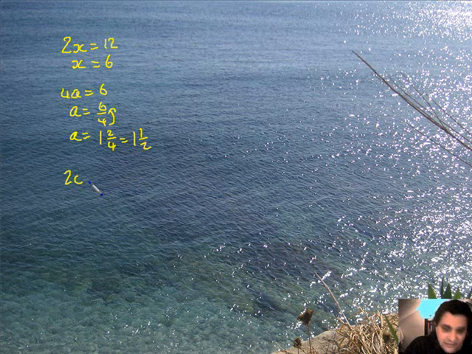Pick another single step equation. This is 1f. 2c equals minus 4. Just divide by 2. So c is going to be minus 4 over 2, otherwise known as minus 2, because 4 divided by 2 is 2. Nothing in it really. It's boring, isn't it?